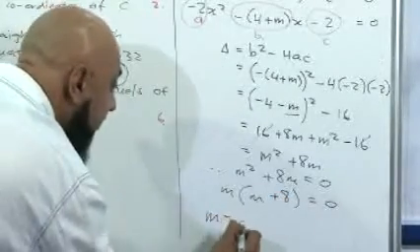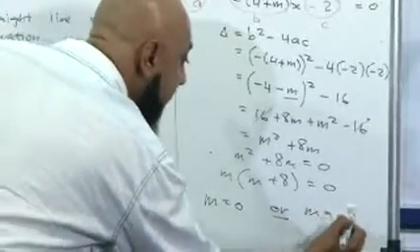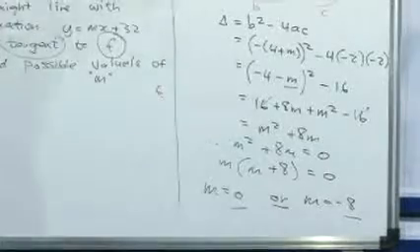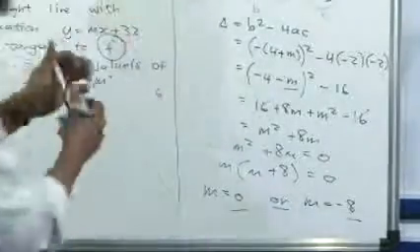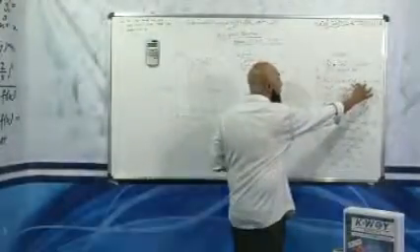We've got two values. M is equal to 0. That's your first gradient. Or m is equal to negative 8. And there we go, guys. We've now solved for m. That is why it's worth 6 marks. We equated. Step number one, we've equated the two equations.